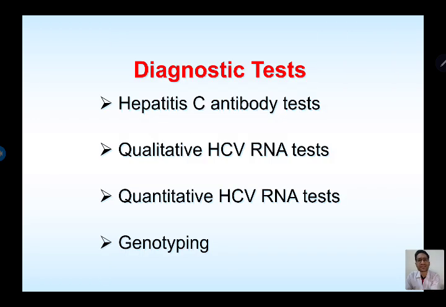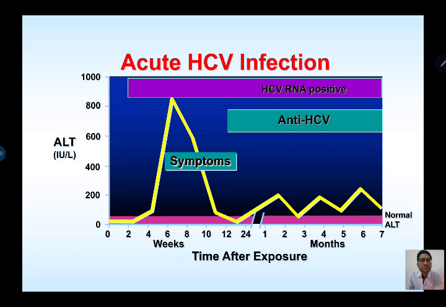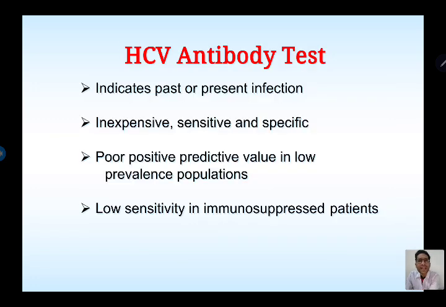Diagnostic tests for hepatitis C: antibody test, qualitative hepatitis C virus RNA test, quantitative hepatitis C virus RNA test, and genotyping. The hepatitis C antibody test indicates past or present infection. It is inexpensive, sensitive and specific, but has a poor positive predictive value in low prevalence populations and low sensitivity in immunosuppressed patients.